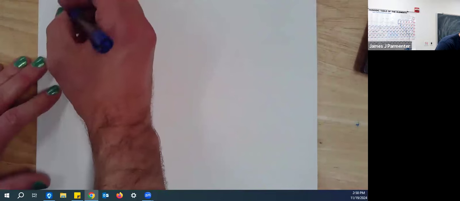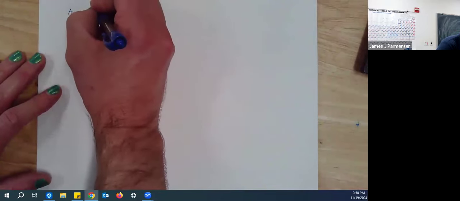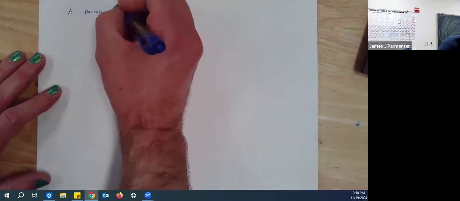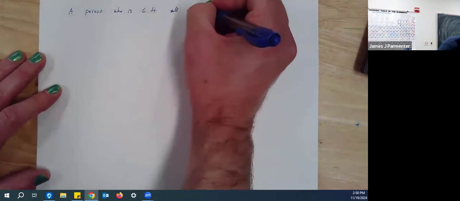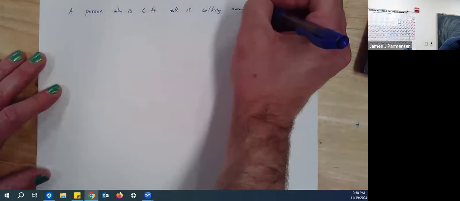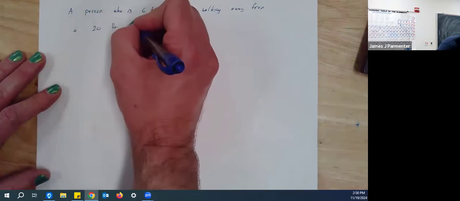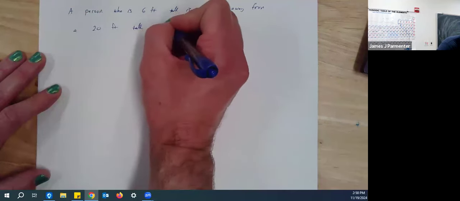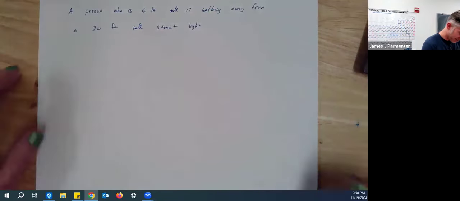All right, so another related rates problem. This is a very typical problem as well. A person who is 6 feet tall, not 5'10", is walking away from a 20-foot tall lamp, street light, whatever, the source of illumination.